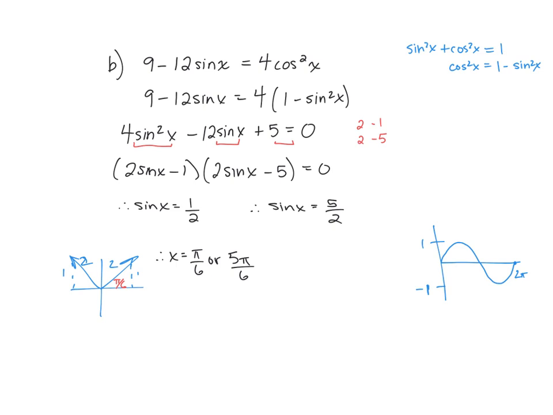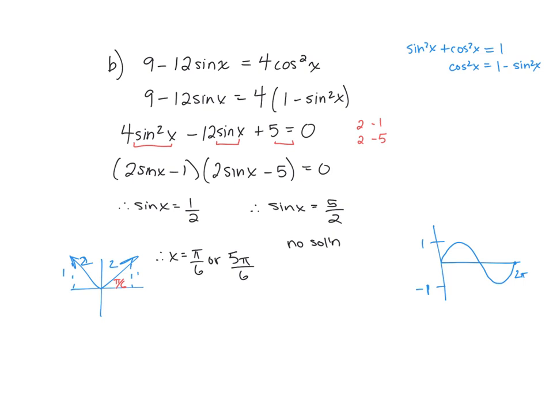We don't. There is no y value on our sine curve. There's no angle that gives us a y value of 5 halves. So our answer for this one would be no solution. So we are unable to have an angle when we have a y value of 5 halves.